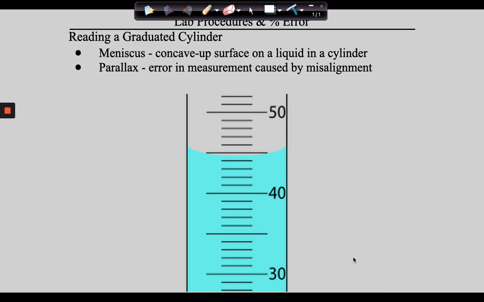Where do we measure from? Do you remember what I told you? Was it not someone in this class? And guys, let's just say it. So guys, that curve is called the meniscus.